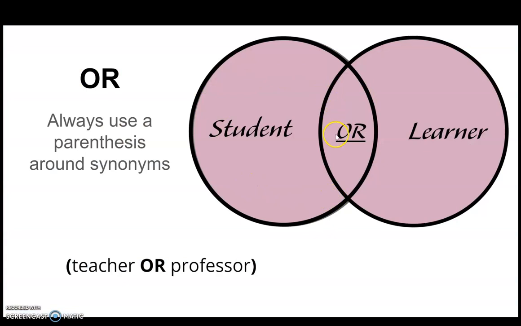When you use or, it tends to broaden your search out a little bit more. So if you're looking for the word student or the word learner, we get more results. When you're using this to search for synonyms, you do need to use these parentheses so that the computer understands what the synonyms are that we're looking at.